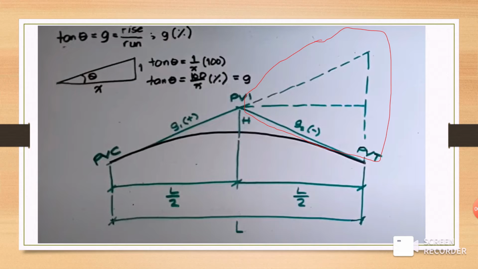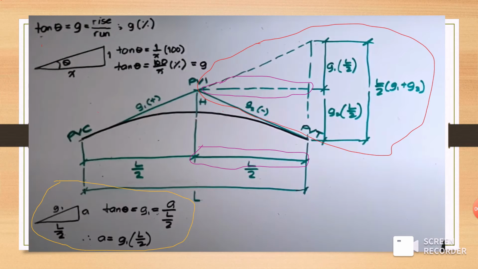And in order to get the angle theta of the right triangles, of course, you must use the tangent, since it is opposite over adjacent, or rise over run. Tan theta therefore would equal 1 over x, and since it is gradient, I multiply it by 100. So tan theta equals 100 over x. And since it is percentage, it is therefore just equal to gradient. So tan theta is just equal to gradient in this scenario.